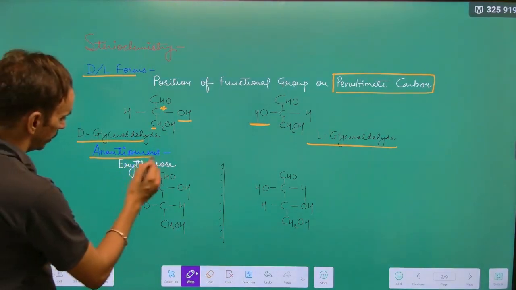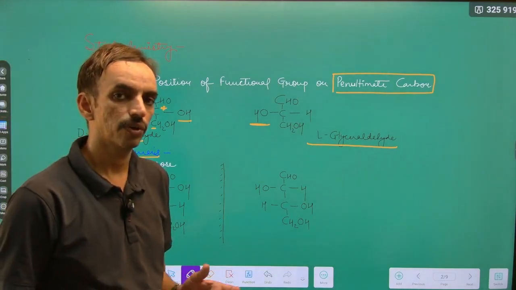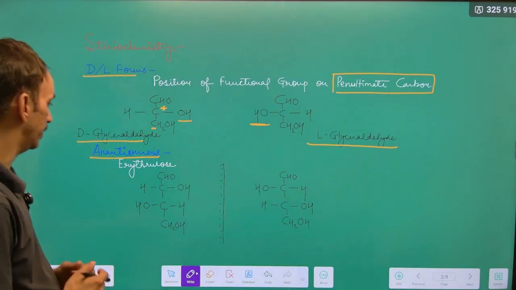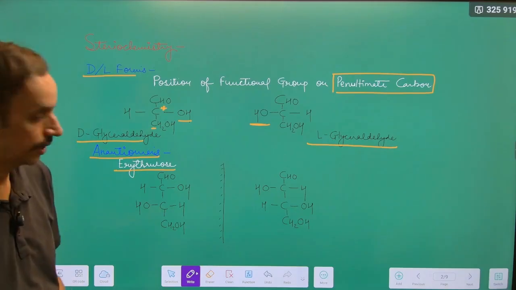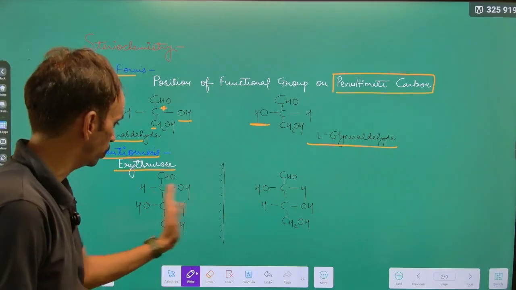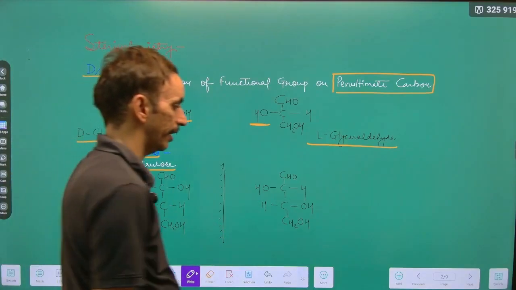Enantiomers: isomers which are mirror images of each other are called enantiomers. We can take the example of a 4-carbon sugar, erythrulose. You can see over here these two structures are mirror images of each other and are known as enantiomers.